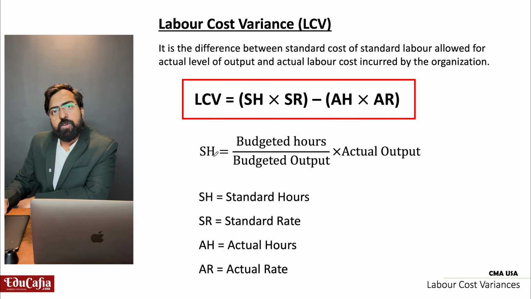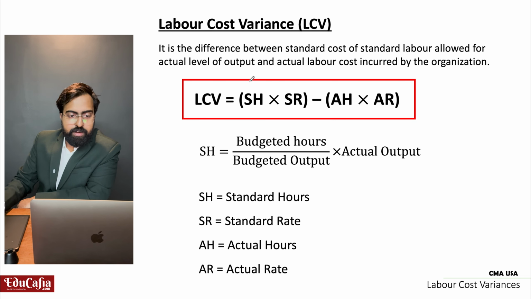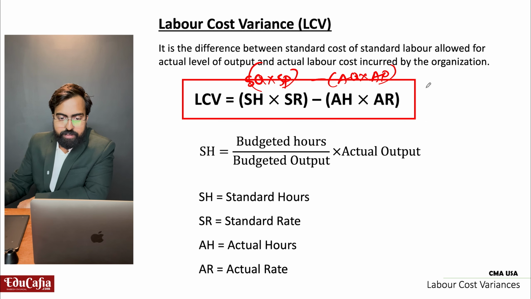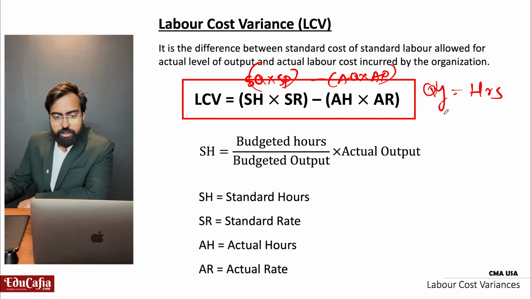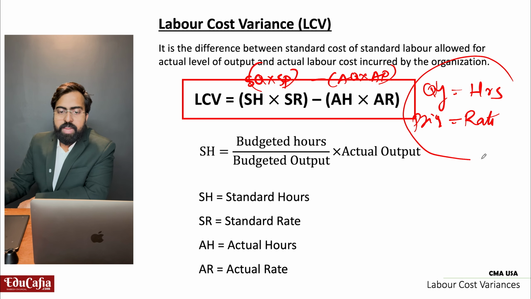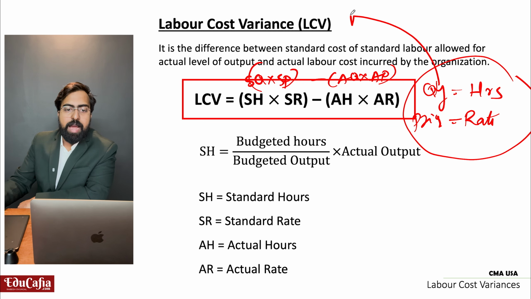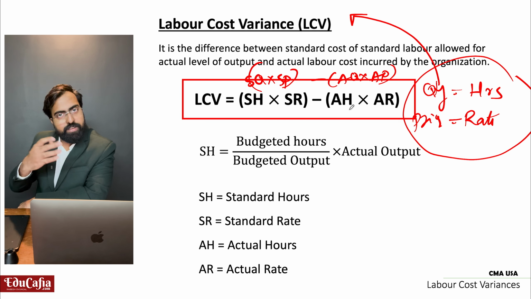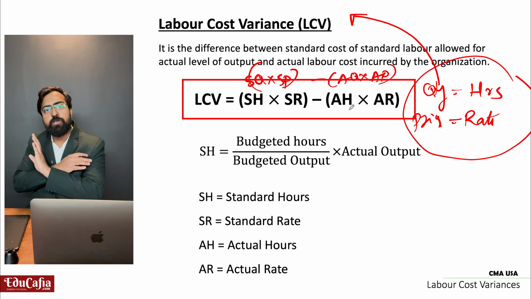In material cost variance we have studied standard quantity into standard price minus actual quantity into actual price. Here there is no quantity and no price. Instead of quantity we are taking hours, and instead of price we are taking rate. That is the only difference between labor cost variance and material cost variance. So if you already know material cost variance, then labor cost variance is over.